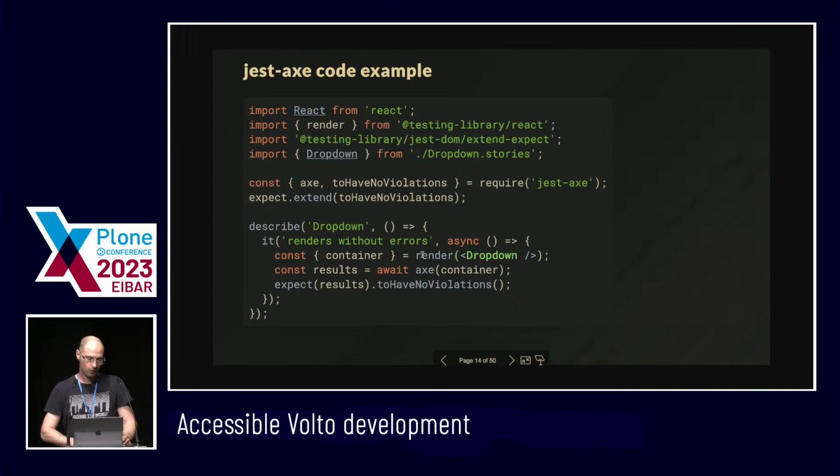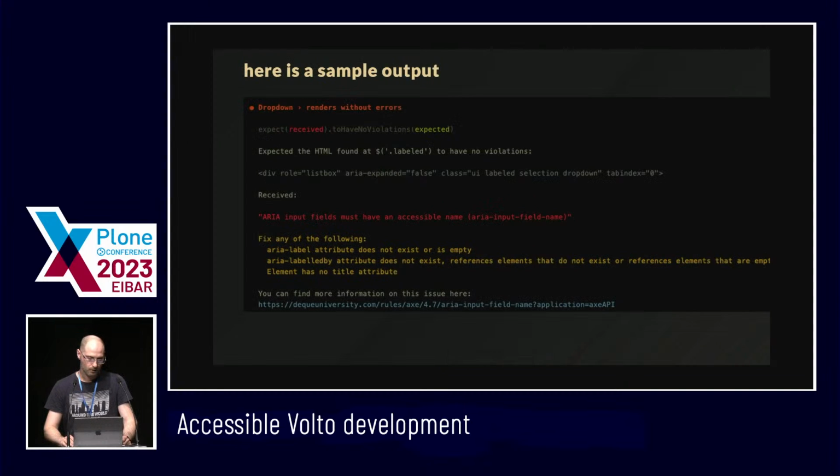Whenever we call our drop-down component to render, we're going to await to get the result from that container and run it through the Axe plugin, and then we expect not to have any violations. Here's a sample output of the Jest test runner, and unfortunately, even by default, the drop-down component from Semantic has accessibility issues.